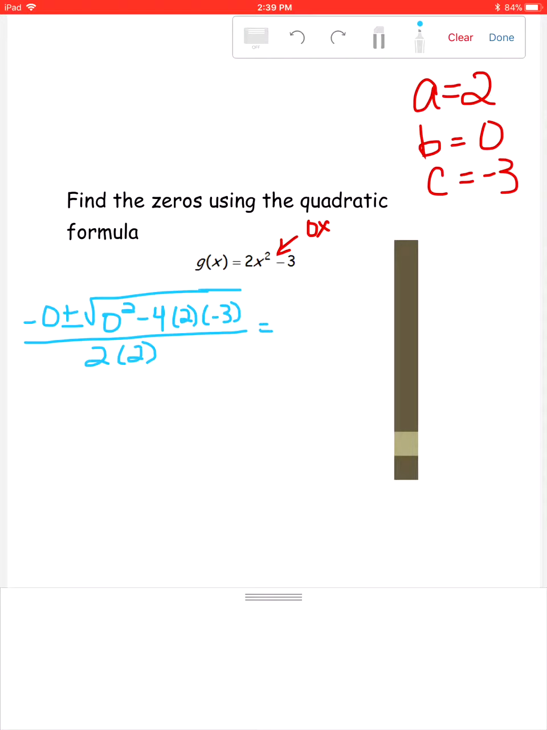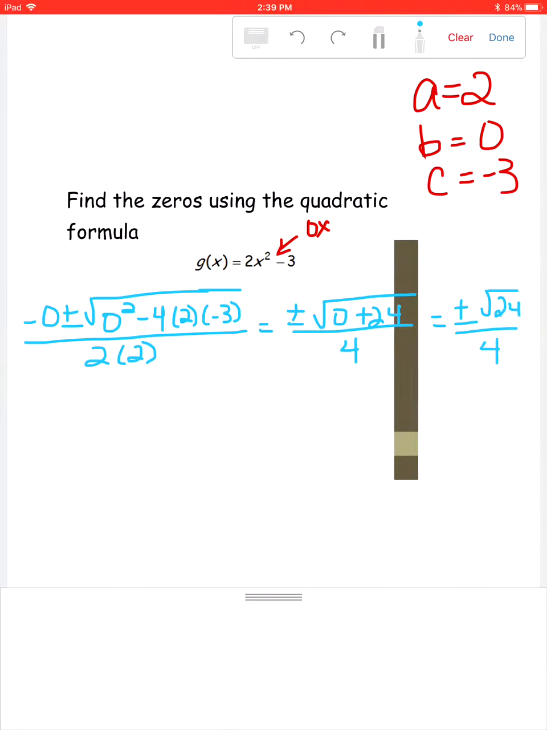So the opposite of 0, I don't really need it, so I just have plus or minus the square root of 0 squared is 0, minus 4 times 2 times negative 3, that would be 24. And that would be a plus 24 because of the negatives, all over 4. So we have plus or minus the square root of 24 over 4.